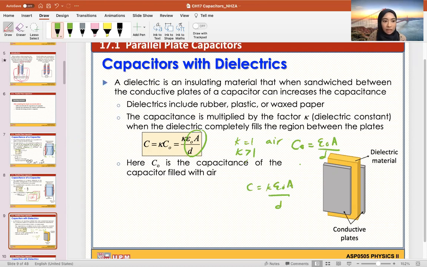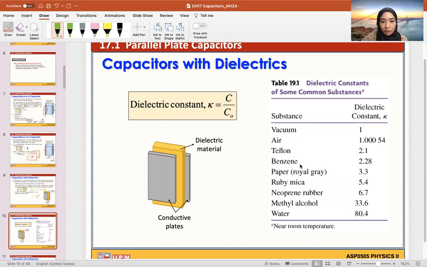When you have a K that is greater than one, then obviously your capacitance will be greater. Your capacitor with a dielectric will be greater than a capacitor with just air. Okay? So the dielectric constant, the fancy K, is also C over C naught. C naught is capacitance with air. This is capacitance with dielectric. Okay, it's pretty simple because we have seen this one.